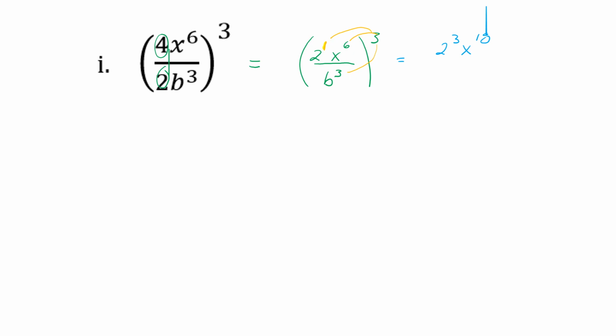Is that crazy thing? All right. X to the 18th, right? Okay, let's try it. 3 times 1 is 3. 3 times 6 is 18. 3 times 3 is b to the 9th, right? Not 6th. Okay, you could simplify that a little more. 2 to the third is what? 8. So you could have 8, x to the 18th, b to the 9th.